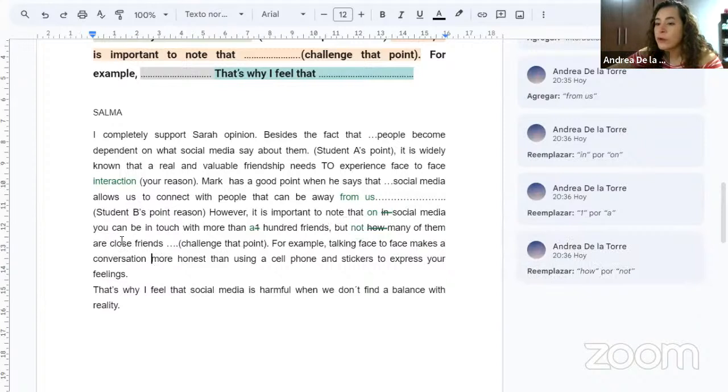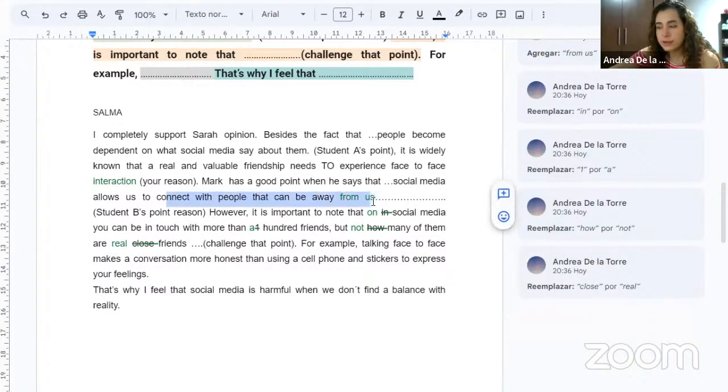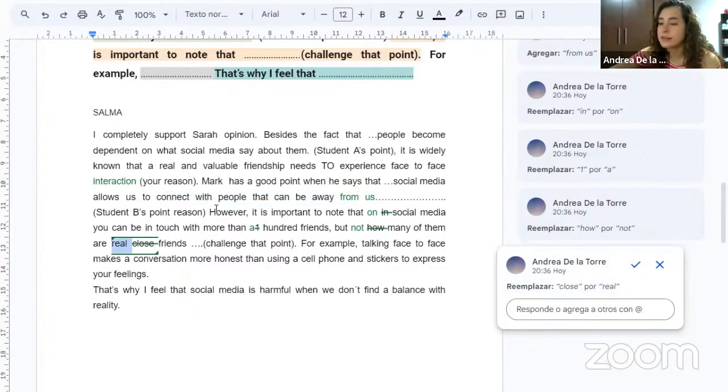Okay, instead of close friends, I would even say "real friends", because I think that would make your argument even stronger. You're saying that, yes, you can connect with people that are far away from us, but you won't really have a real connection with them, right? I like that, the contrast that exists between those two ideas.